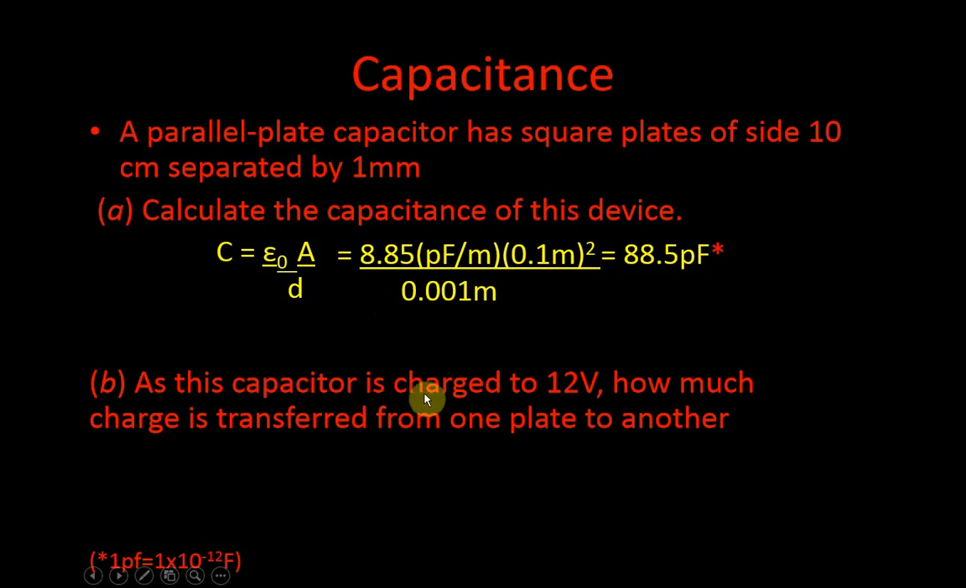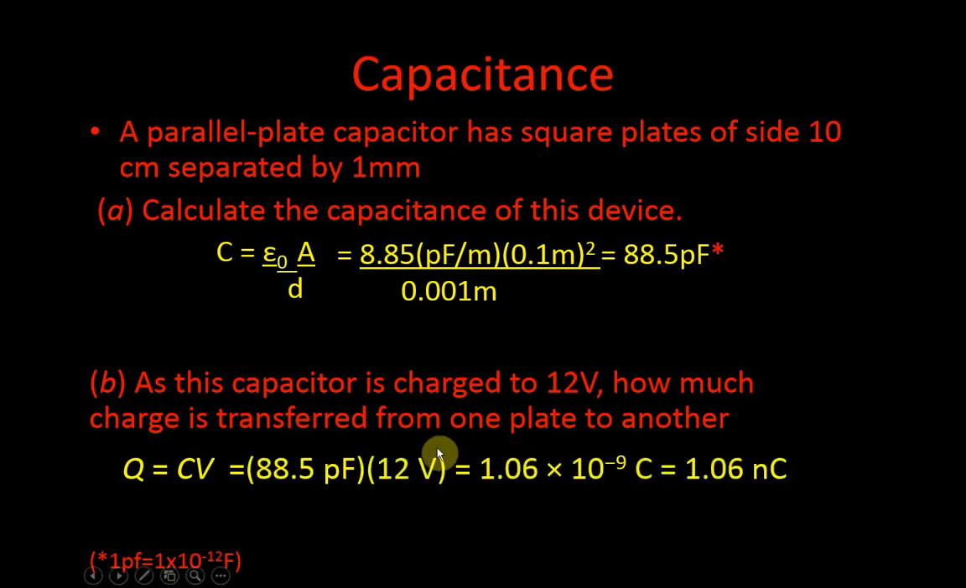If this capacitor is charged at 12 volts, how much charge is then transferred from one plate to another? Now we can use our other definition of capacitance and say Q is equal to C times V. C will be 8.85 picofarads from our previous part. 12 volts is the voltage that the capacitor is charged to. So Q equals CV will give us 1.06 times 10 to the minus 9 coulombs. This is a nanocoulomb, or 1.06 nanocoulombs.